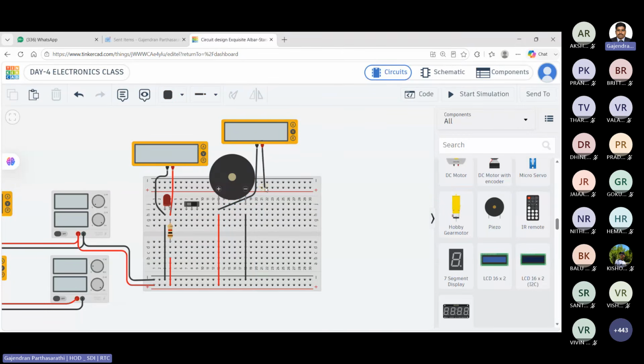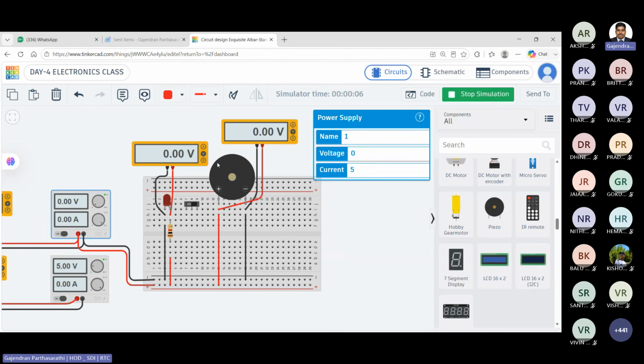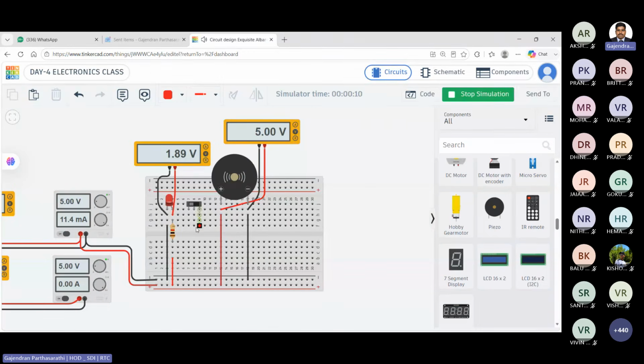So what we are teaching today is to clear you people on what is analog and what is digital. Once you are clear, you can play with your sensor and other things. See here. Now the voltage is 0. Now the voltage is 5.